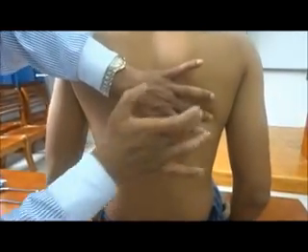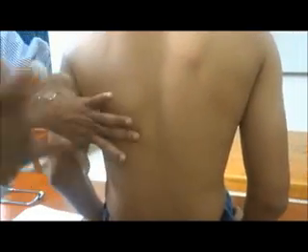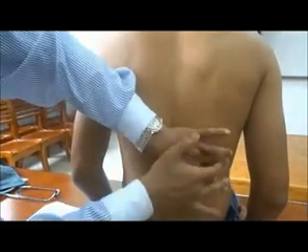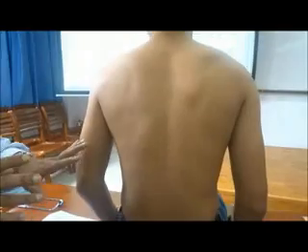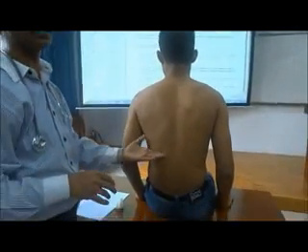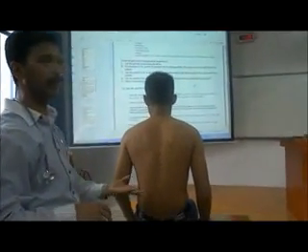Or you can do it this way. This side and this side, like this, up to the lower border of the chest. You feel the ribs, up to where you find the ribs.